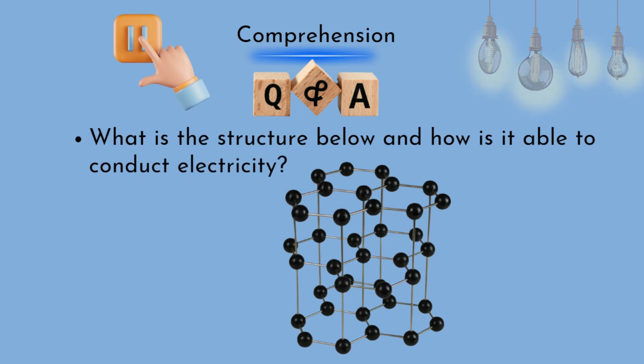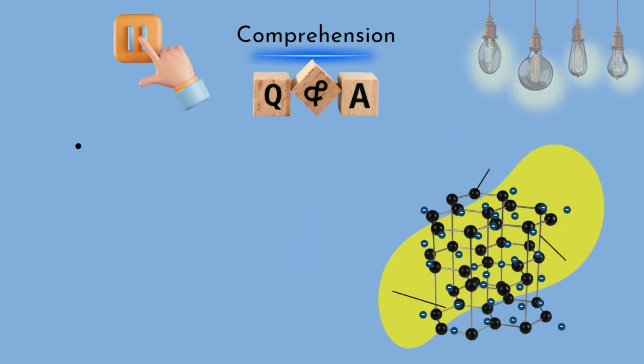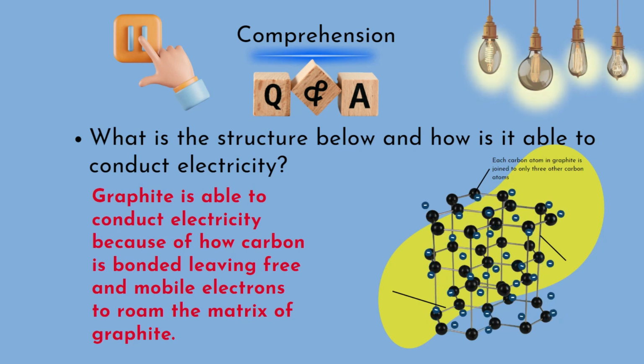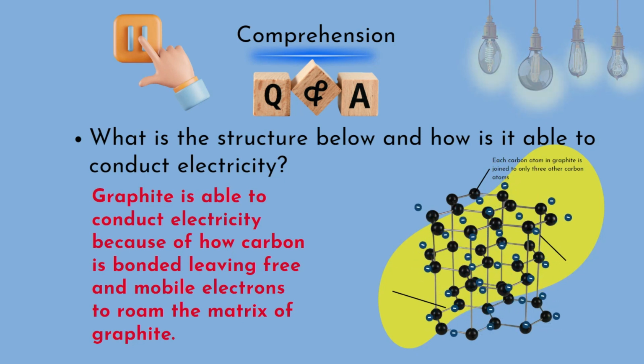Comprehension. What is the structure below and how is it able to conduct electricity? You may pause this video to answer the question. The structure is graphite. Graphite is able to conduct electricity because of how carbon is bonded, leaving free and mobile electrons to roam the matrix of graphite.